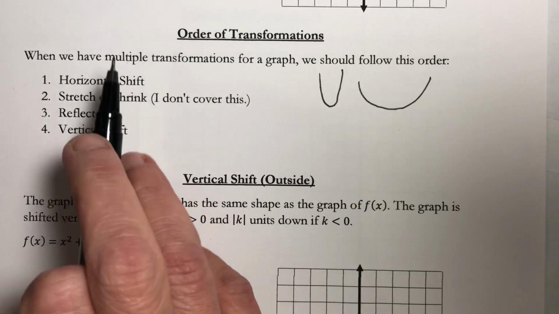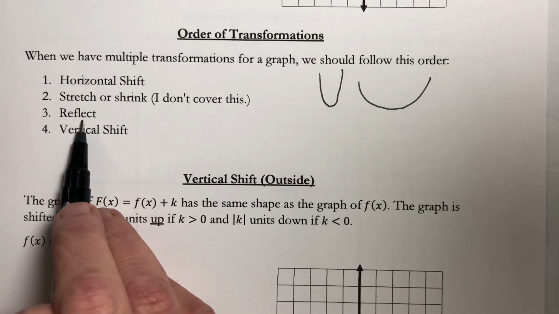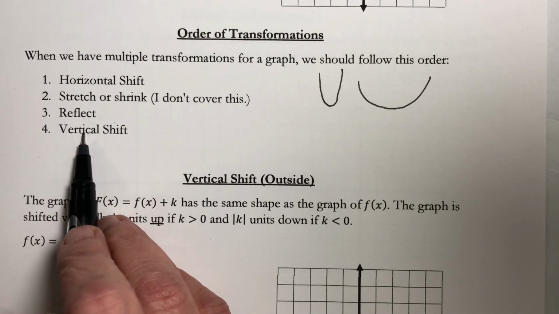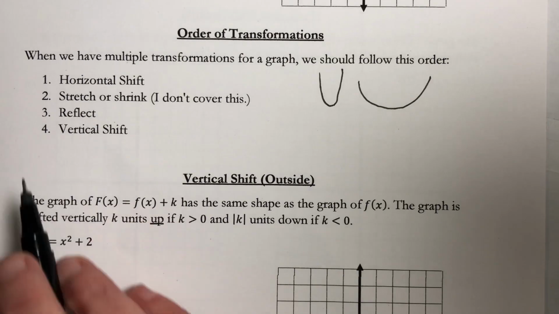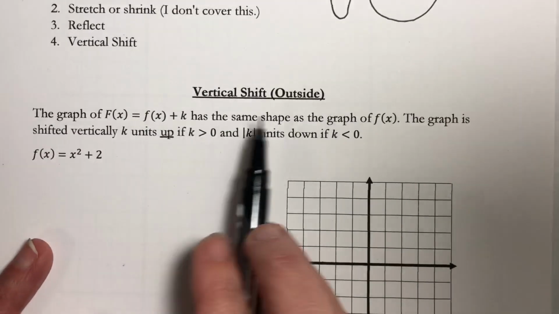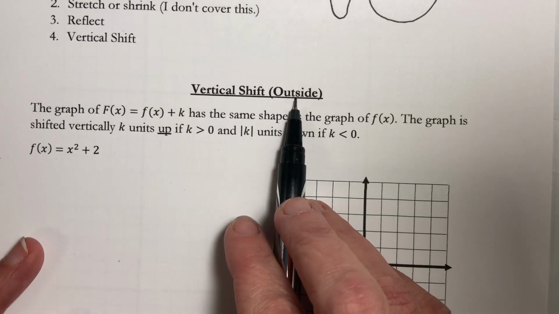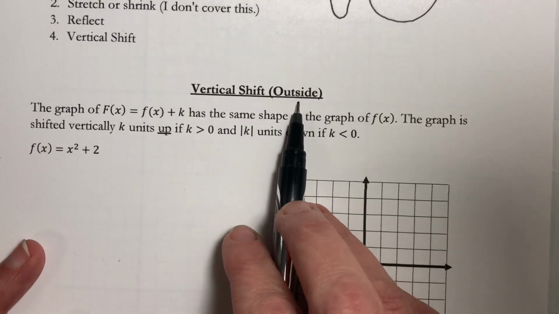Once we take care of any horizontal shift, then we flip it however we're supposed to, and we're going to be talking about this, and then we move it up and down. Okay, so the first thing I'm going to talk about is a vertical shift, and I have this labeled an outside, and that's going to make a lot more sense after we get to compare it to an inside.